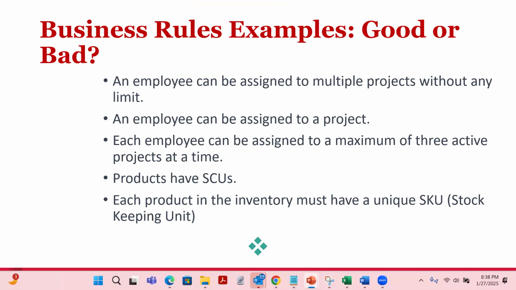Let's look at a couple of examples of business rules and decide whether each is a good or bad business rule. I'm going to pause here and let you look at those 6 business rules and decide for yourself whether each is a good one or a bad one, and then further down we will look at each one, and I'll explain why it's good or bad.